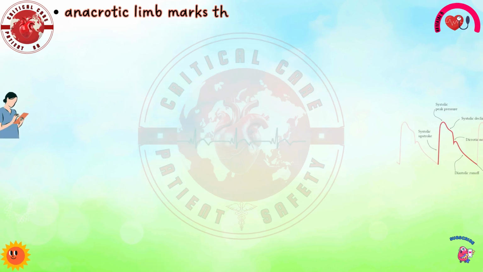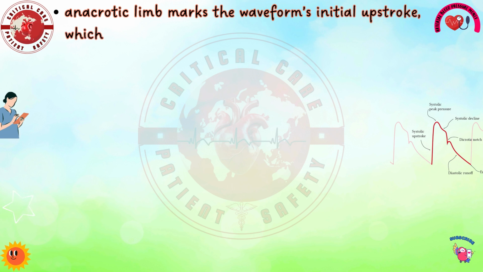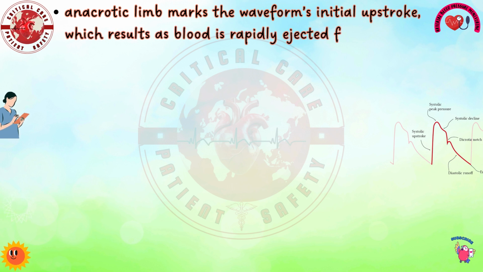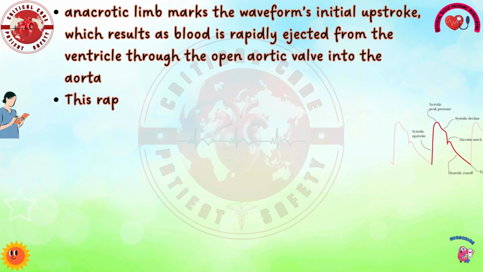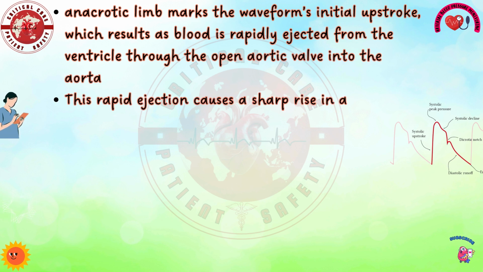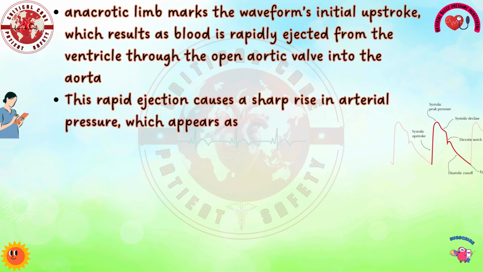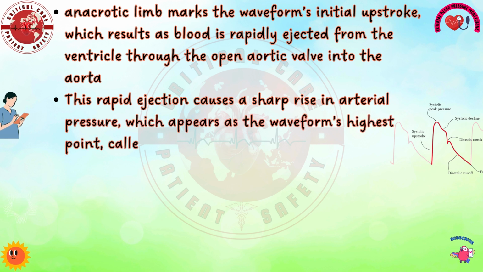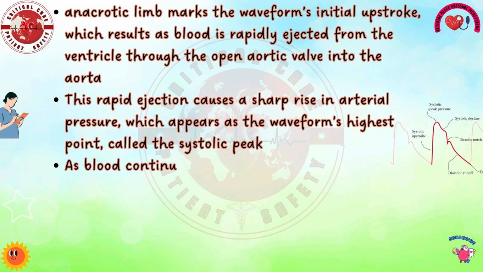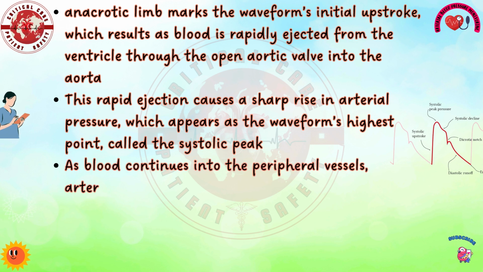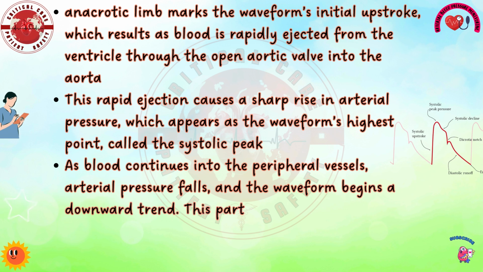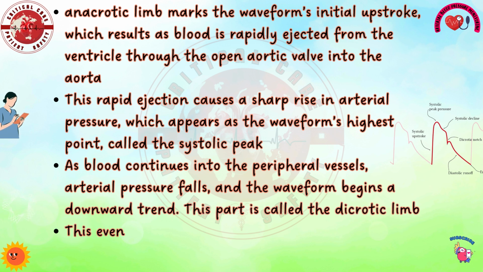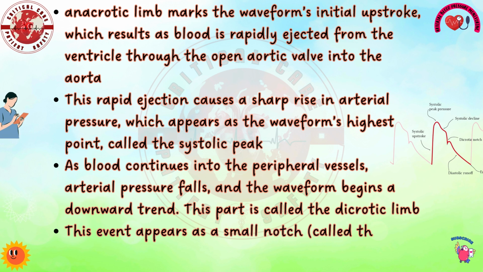Anacrotic limb marks the waveform's initial upstroke, which results as blood is rapidly ejected from the ventricle through the open aortic valve into the aorta. This rapid ejection causes a sharp rise in arterial pressure, which appears as the waveform's highest point, called the systolic peak. As blood continues into the peripheral vessels, arterial pressure falls, and the waveform begins a downward trend. This part is called the dicrotic limb. This event appears as a small notch, called the dicrotic notch.